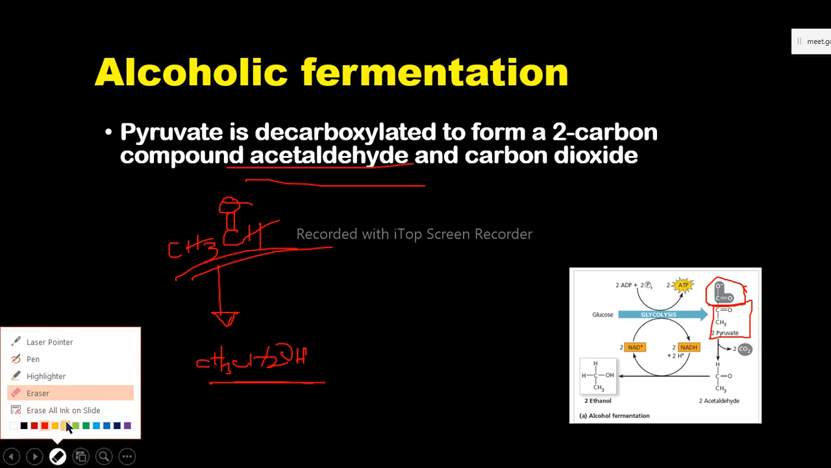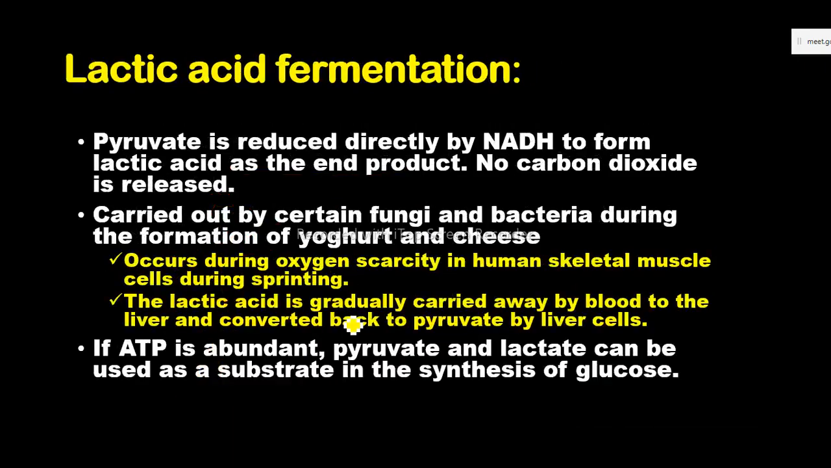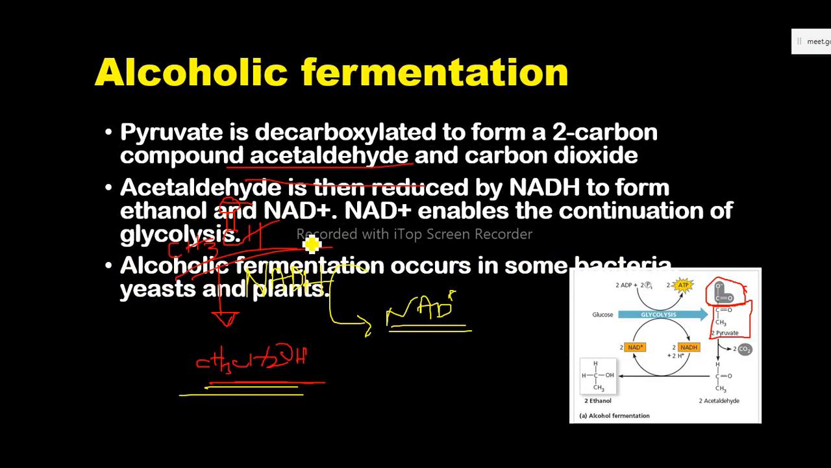We shall use our reduced NAD to reduce acetaldehyde to ethanol. And then the NAD itself will be oxidized to the oxidized form of NAD. And it will be ready to accept more electrons and more protons. And the cycle continues. So acetaldehyde is then reduced to ethanol, and that NAD enables the continuation of glycolysis.